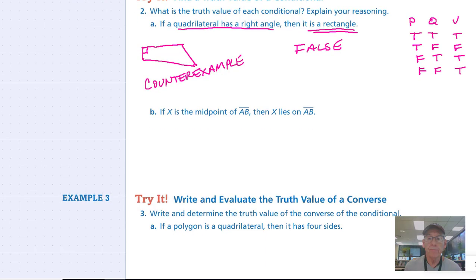Let's look at B. If X is the midpoint of AB, then X lies on AB. So if we draw a segment AB here, and we put X as the midpoint, we'll mark it so it's the midpoint. And it says then X lies on AB. Well, by the definition of midpoint, the midpoint is a point that's halfway between A and B on the segment. So that's going to be a true statement. If X is the midpoint, there's the hypothesis. Then it lies on AB, that's the conclusion. The hypothesis is true and the conclusion is true. This is a true statement.